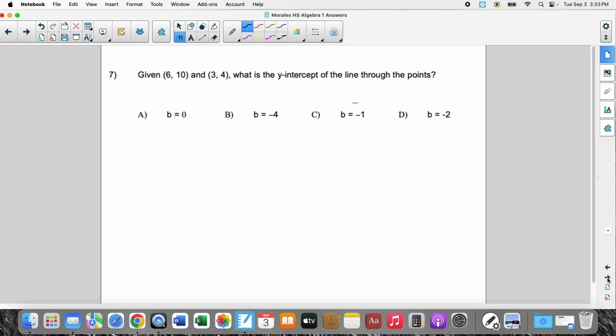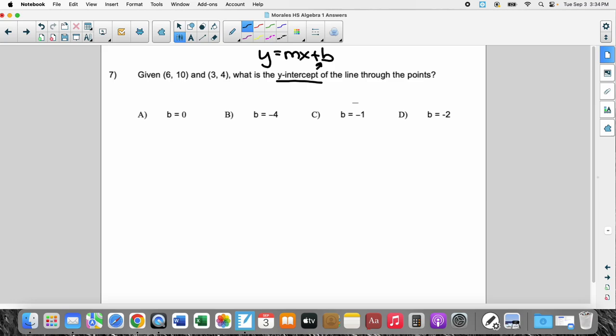Number 7, given the points 6, 10 and 3, 4, what is the y-intercept of the line through the points? So I'm given 2 points. If I'm given 2 points, I can find the slope. So I'm going to use slope-intercept form to get me the y-intercept, because that would be the b part, if I could figure that out.